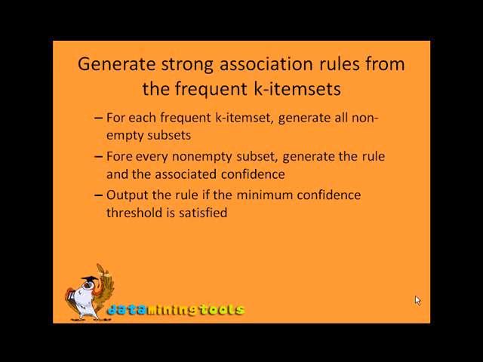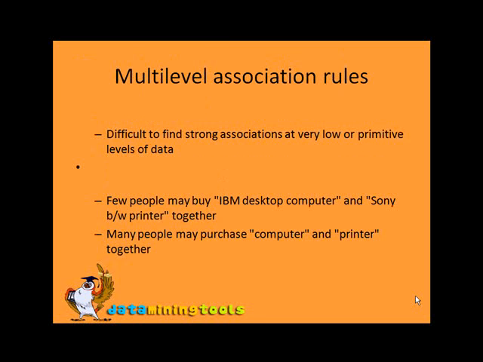Let's learn how to generate strong association rules from the frequent k item sets. For each frequent k item set, generate all non-empty subsets. Then for every non-empty subset, generate the rule and the associated confidence. Then output the rule if the minimum confidence threshold is satisfied.